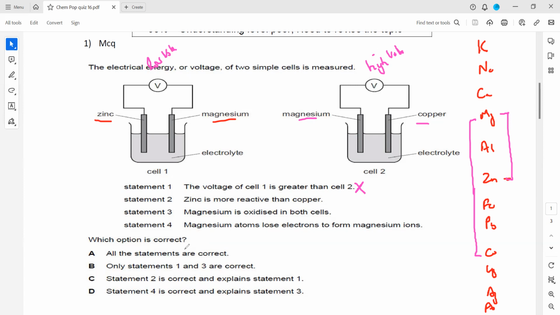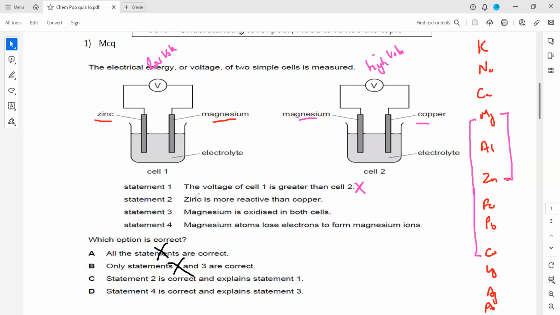So it means we can check statements 2, 3, and 4, but we can cancel out the wrong options here. The option 'all statements are correct' is wrong, because statement 1 is not correct. And 'only statements 1 and 3 are correct' is also wrong, because statement 1 is not correct. If statement 1 is wrong, any option which includes statement 1 is totally wrong.